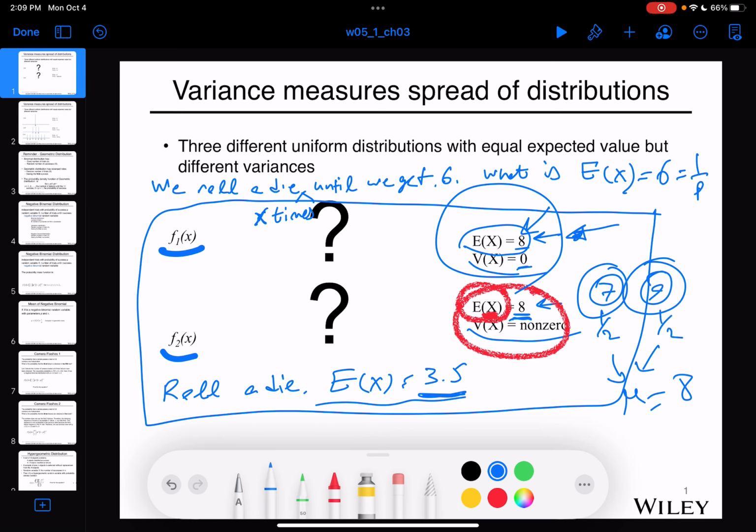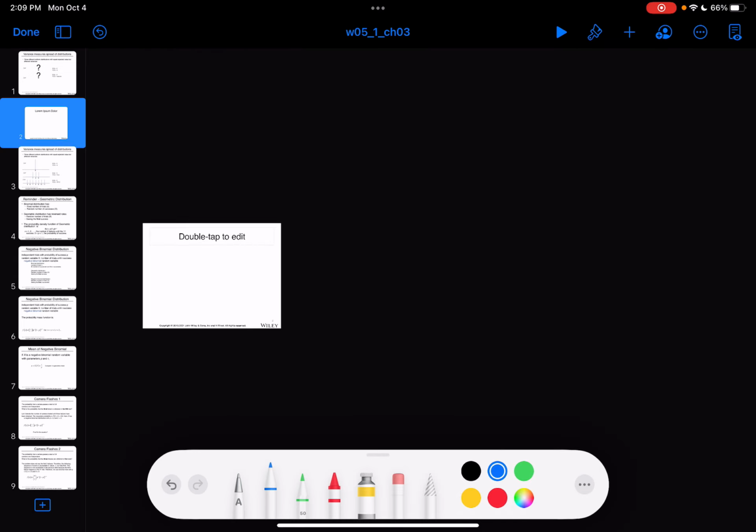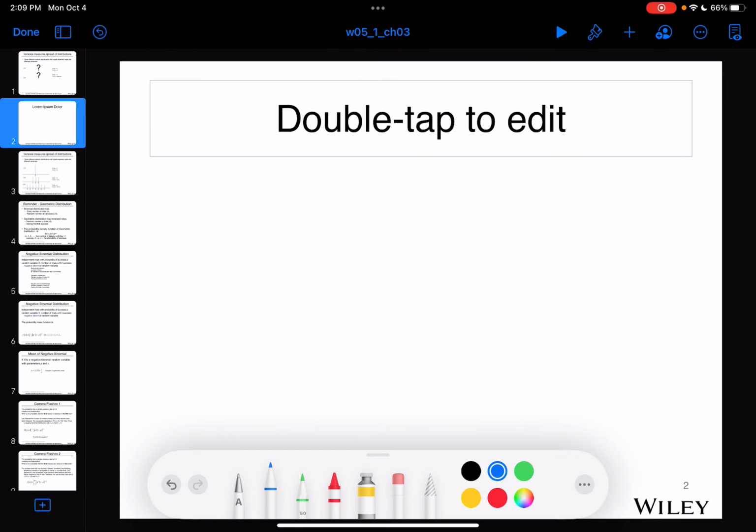So let's look at this case. I think this was one of the first examples that we mentioned about expected value. We flip a coin with the numbers 7 and 8 on each side. This one's a little bit different. It's not 7 and 9, I have 7 and 8. Doesn't matter.